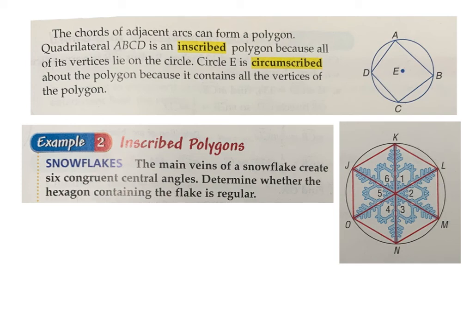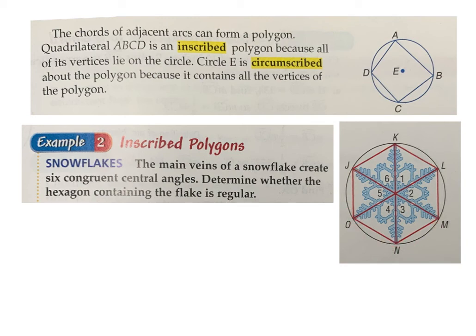All right, inscribed polygons. The main veins of a snowflake can create 6 congruent central angles. Determine whether the hexagon containing the flake is regular. And so in this given piece, they're telling us that angle 1 is congruent to angle 2. They're telling you these are congruent, all right? If these are congruent, then the arcs that they create are congruent, right? Those are congruent as well.